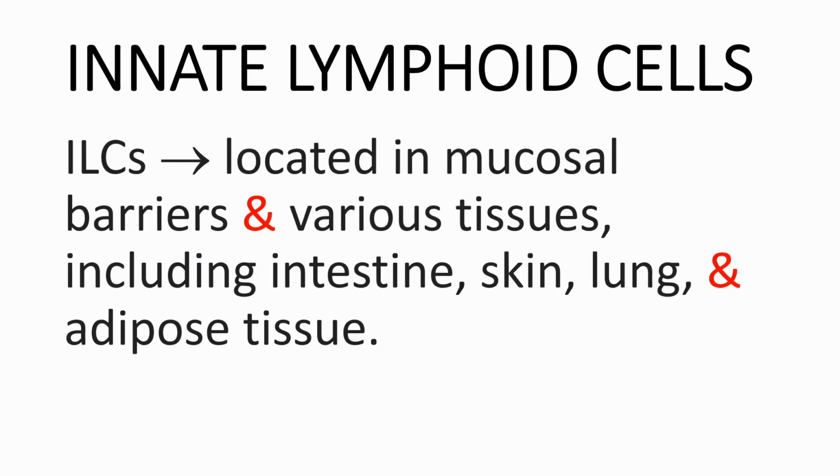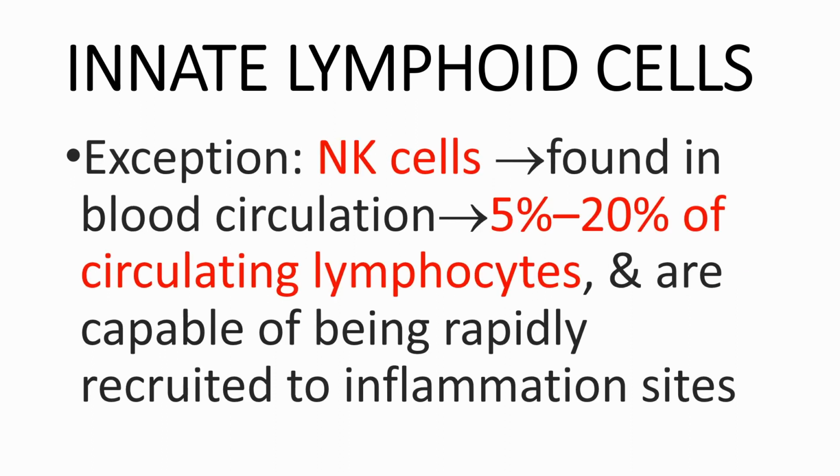Innate lymphoid cells are usually located in mucosal barriers and various tissues, including the intestine, skin, lung, and adipose tissue. However, as an exception, natural killer cells are principally found in the blood circulation, where they constitute about 5 to 20% of the circulating lymphocytes and are capable of being rapidly recruited to the inflammation sites.